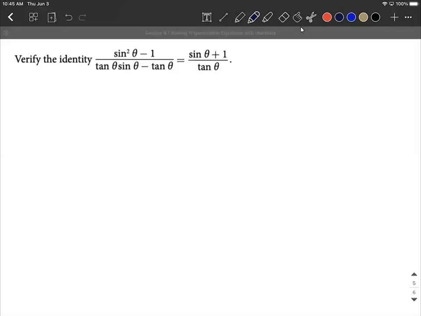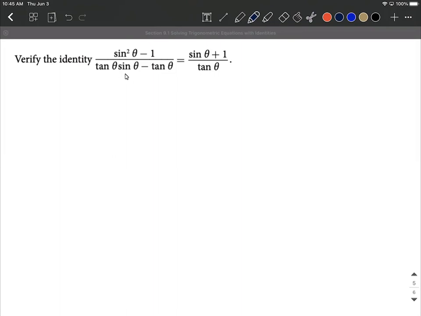Okay, as we verify this identity, we want to pick out which one of these two sides looks like the more difficult of the two. And in my perspective, I would say that the left-hand side looks a little bit more difficult than the right-hand side. So I'm going to begin with this side. And I know that typically I usually rewrite everything in terms of sine and cosine.